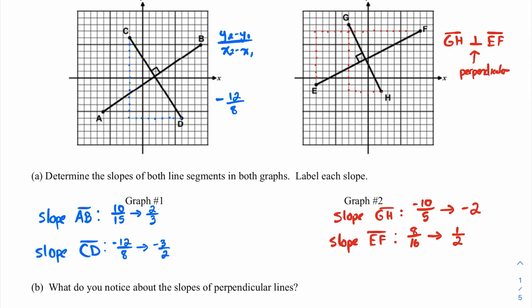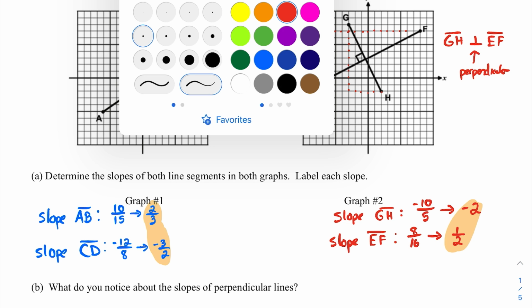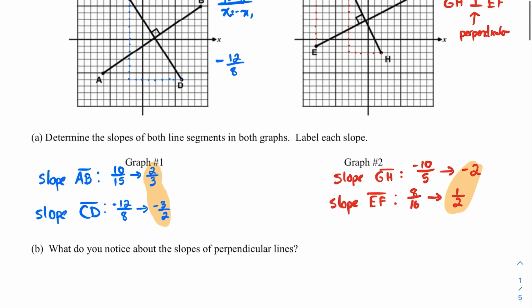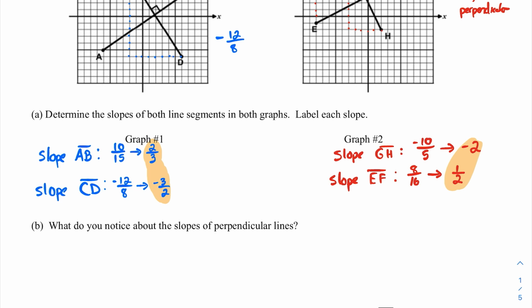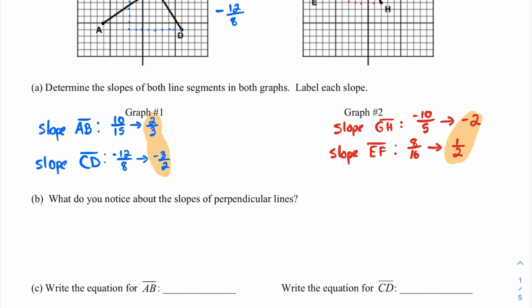Okay, let's take a look at these perpendicular lines and their slopes. These two lines are perpendicular. So I guess the question is, what do you notice about their slopes? Hopefully you realize that they're kind of the flip of one another. 2/3, 3/2, they're flipped. 2/1, 1/2, they're flipped. And they're also negatives of one another. They're negations of one another. We call that negative reciprocals.